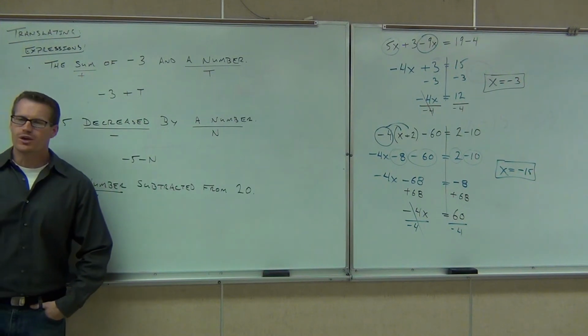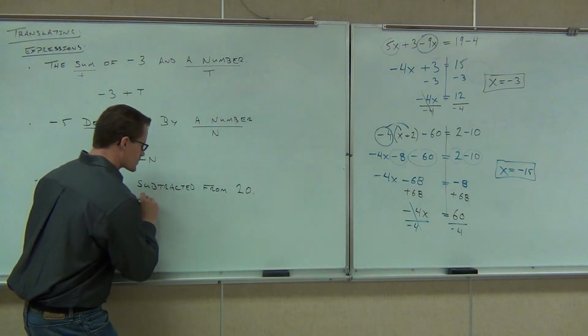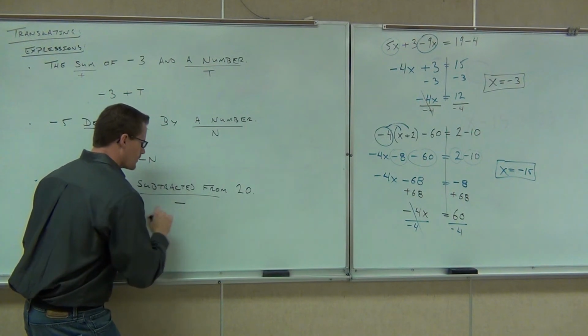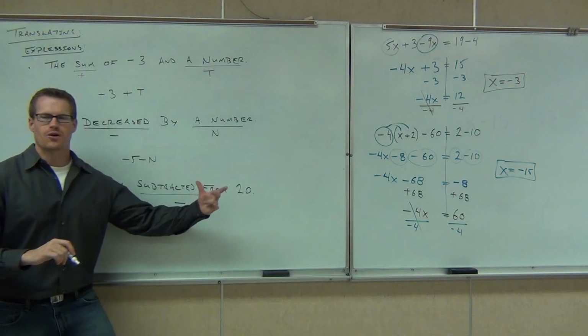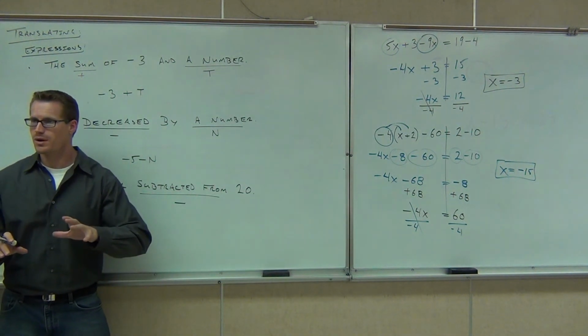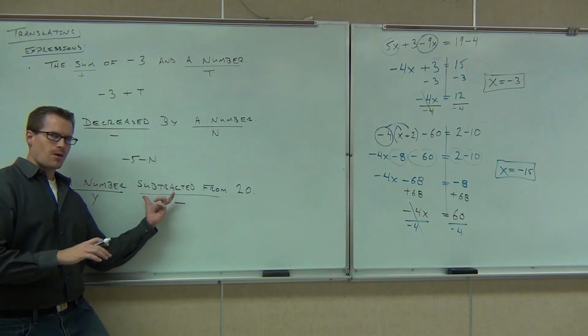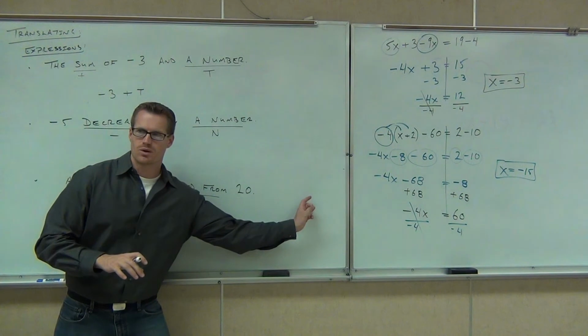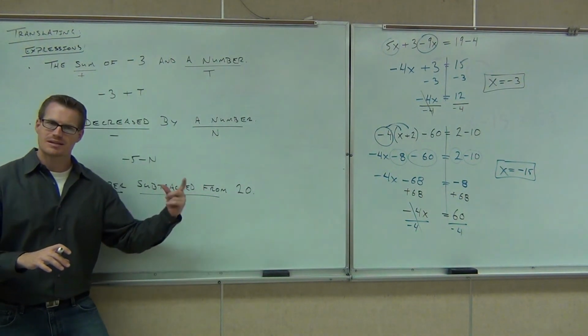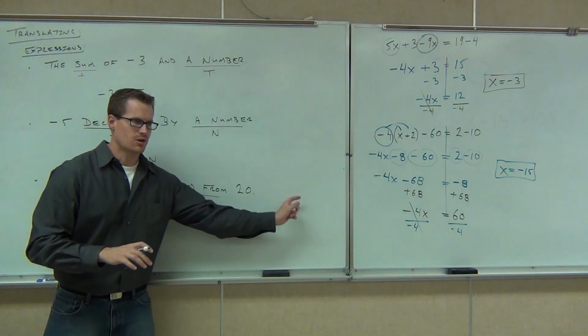A number subtracted from 20. Subtracted from. We all know that subtraction means, well, subtraction. But here's the key thing. When it says subtracted from, this is a big deal for you. It says a number subtracted from. What it means is that from means it's coming after that 20, or the same with less than. The less than means it's coming after whatever number's before it.